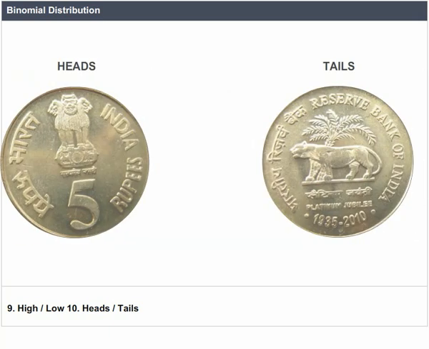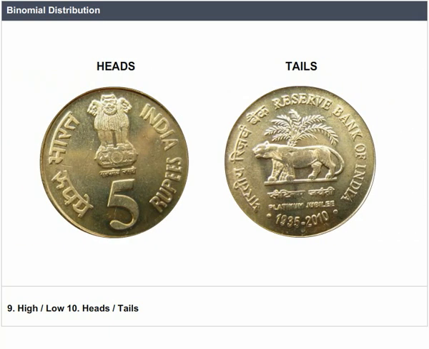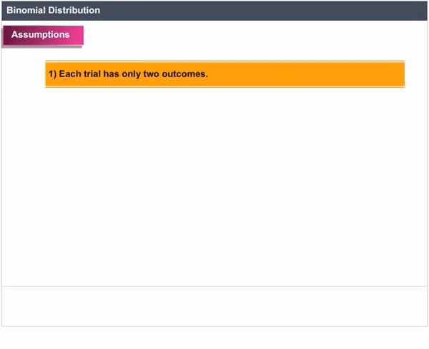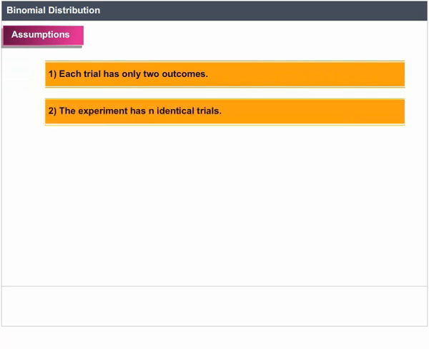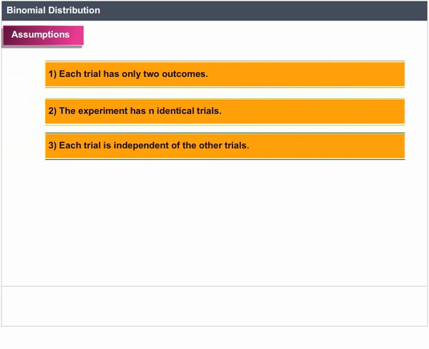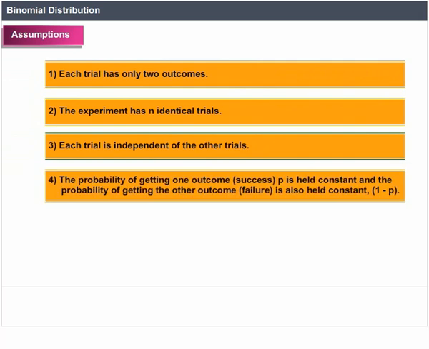Assumptions. Number 1: each trial has only two outcomes. Number 2: the experiment has n identical trials. Number 3: each trial is independent of other trials. Number 4: the probability of getting one outcome, success p, is held constant, and the probability of getting the other outcome, failure, is also held constant, 1 minus p.